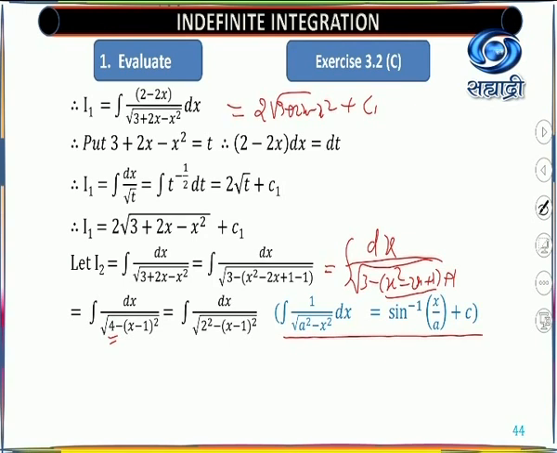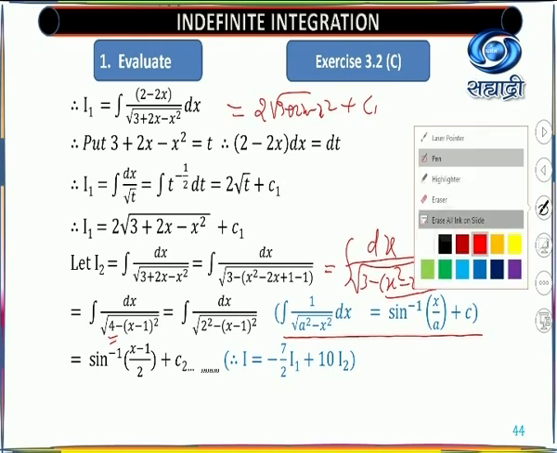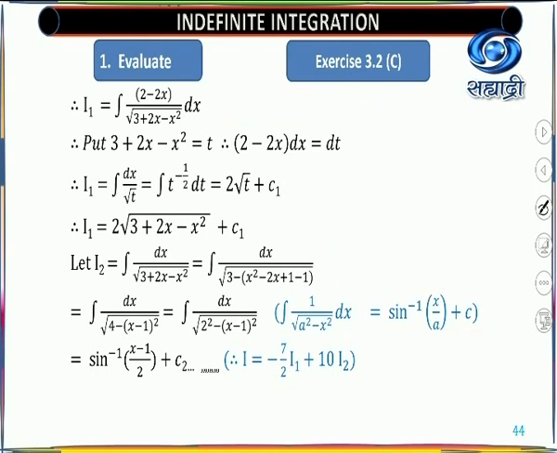So we are using this formula. What is that formula? Integral 1 upon root of a square minus x square dx is equal to sine inverse of x by a plus constant of integration. So now you got the value sine inverse of, what is the value of x here? The value of x is x minus 1 upon a, where a value is 2, plus c2.